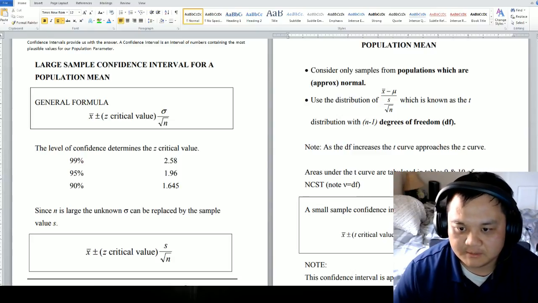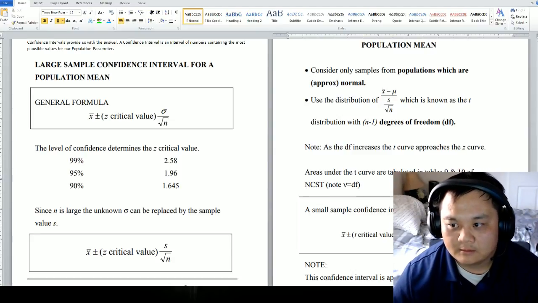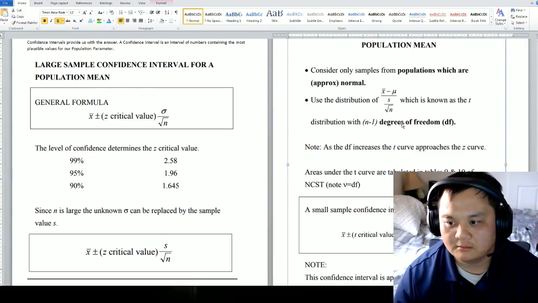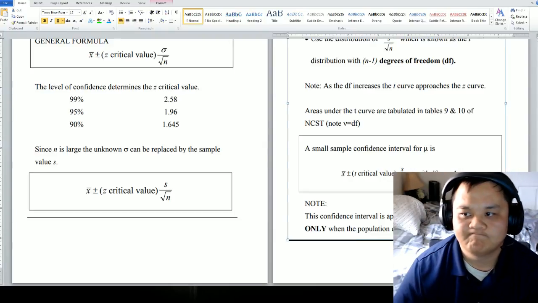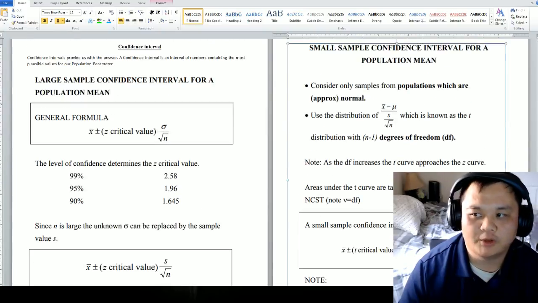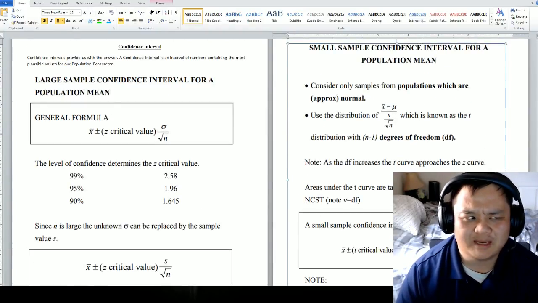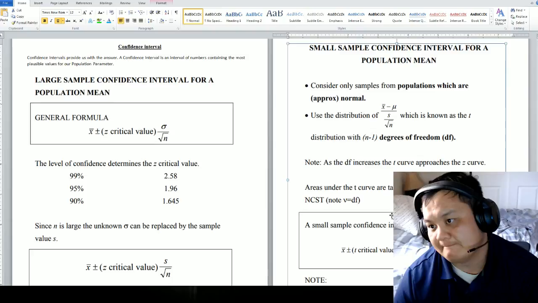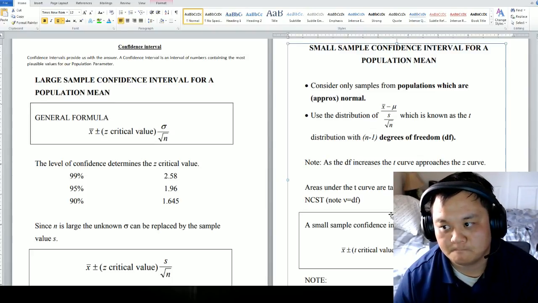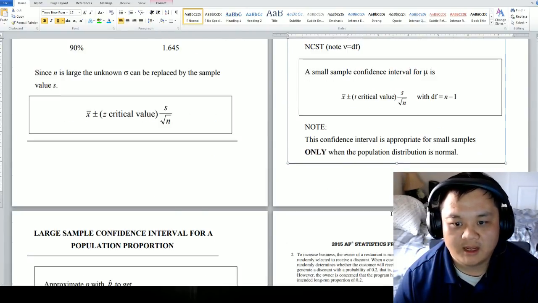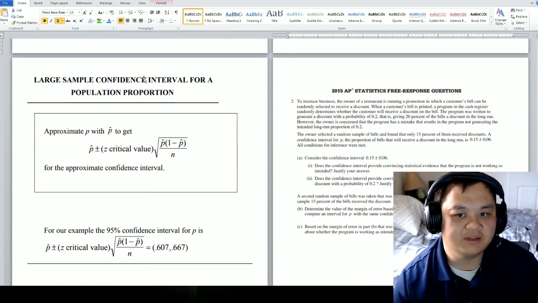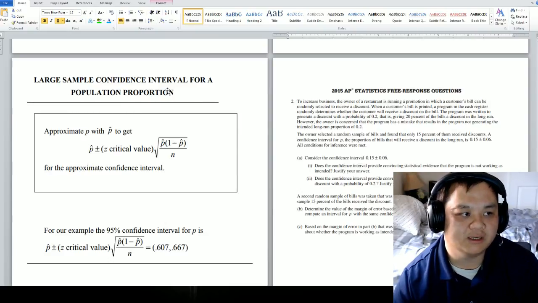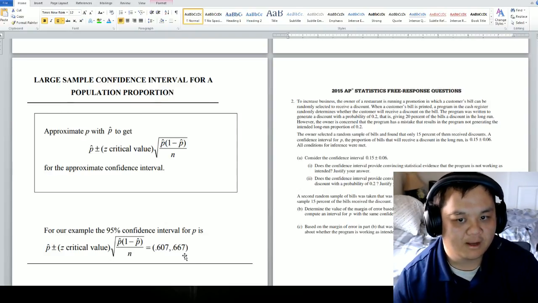Just some definitions here. When do we use the t critical value? For a small sample when the population distribution is normal. Most of the time that's when your sample size is 10 or less. And the last one is this: the large sample confidence interval for a proportion.